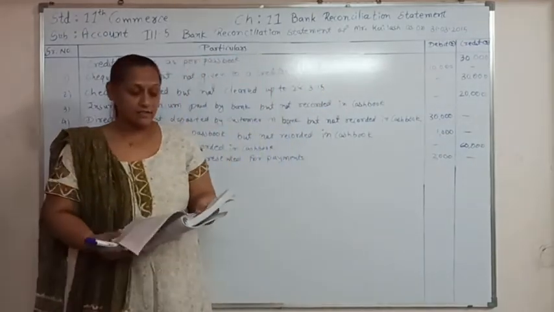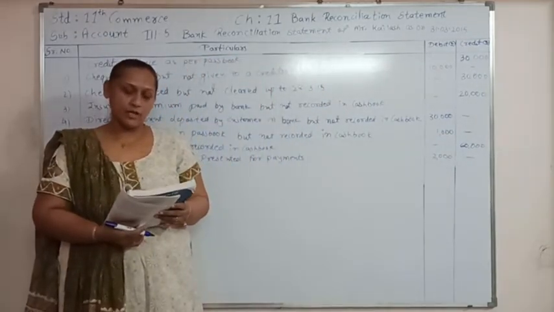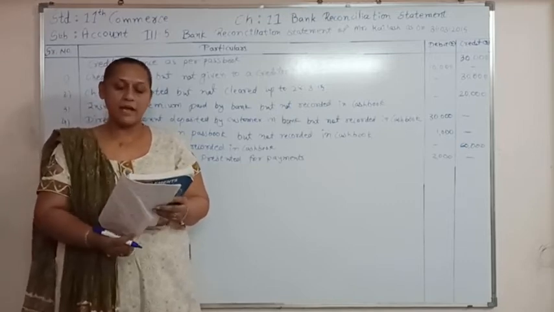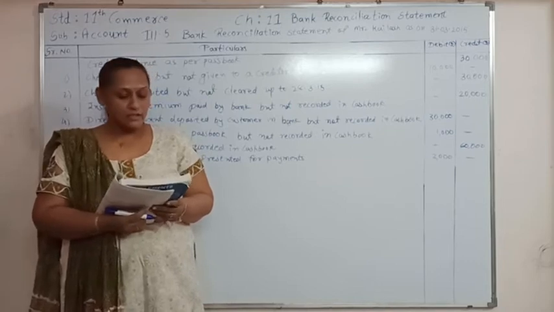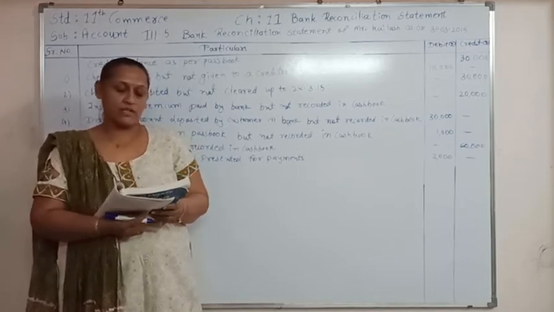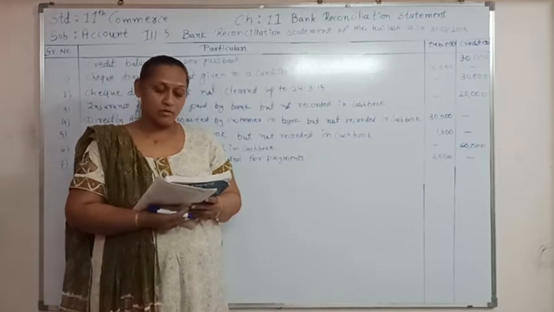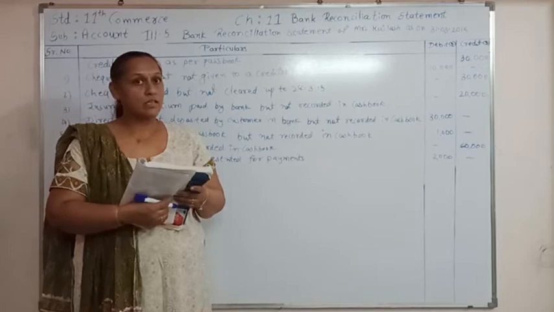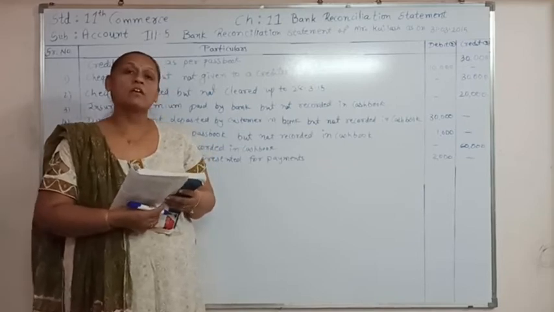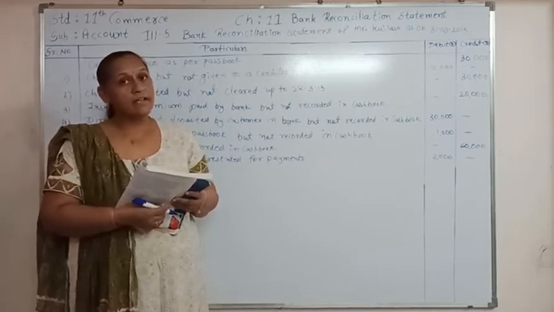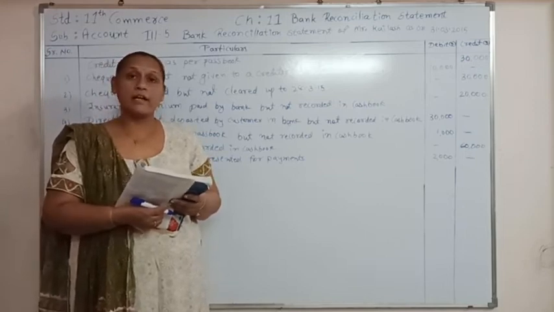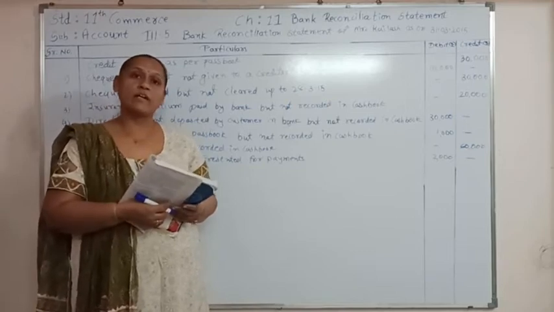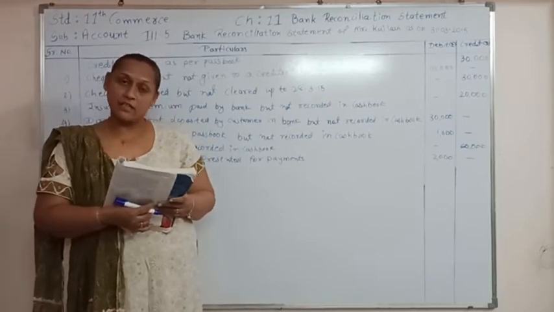Now let's see transaction number 8. Check of rupees 50,000 were deposited in bank. Out of this, bank has given credit of only 30,000 up to 31st 3/15. So here it is deposited in the bank. So it is already given to the bank. So it is debited in the cash book. But bank hasn't given the credit. So here for the difference, that is 50 minus 30, for 20,000 we are going to credit in the BRS.